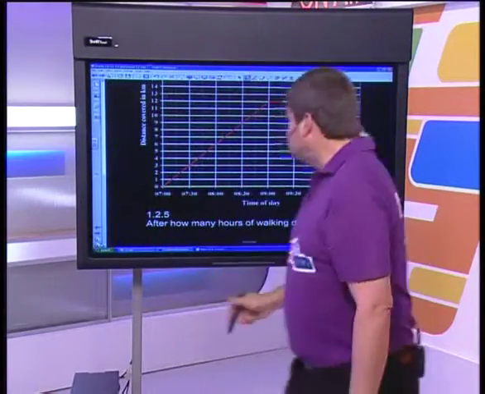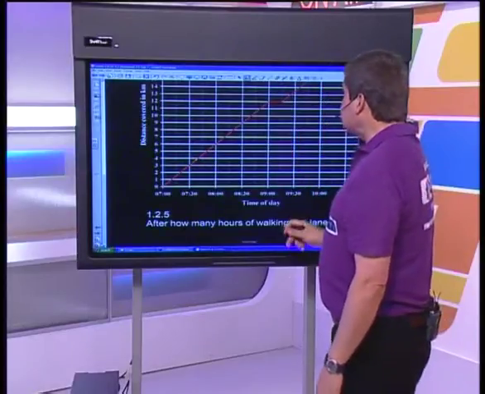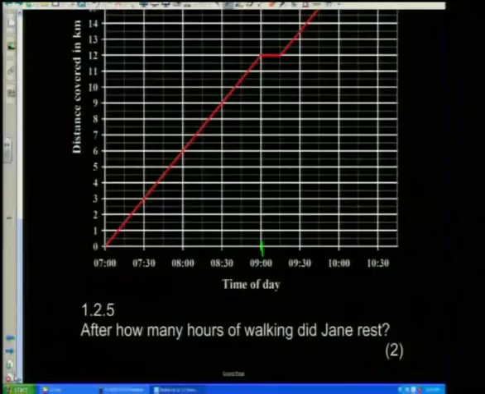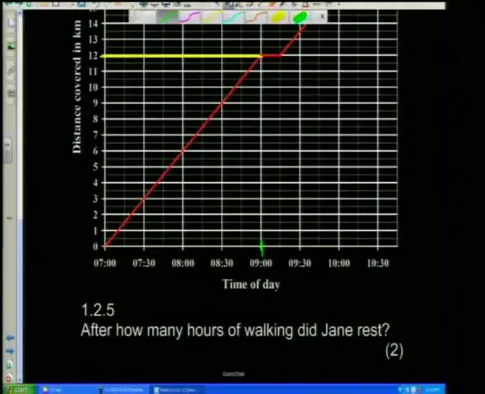Okay? And it's when, take note, at 9 o'clock in the morning, he's covered, and let's draw a straight line here. Okay, I'm going to use yellow. Why? Because I want to. At 9 o'clock in the morning, he's covered 12 kilometers.